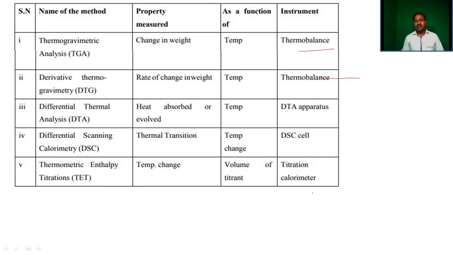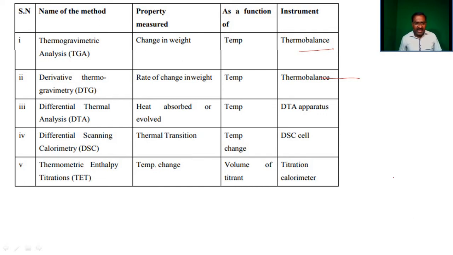Derivative thermogravimetry. Rate of change in weight. With variation of temperature and change of weight, we are going to predict the rate of change in weight with the help of derivative thermogravimetry. Here also, temperature using a thermobalance is the instrument.